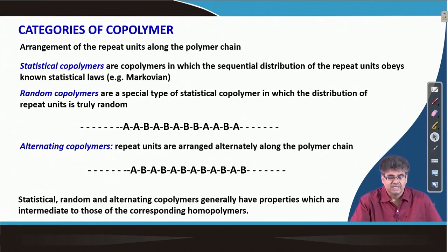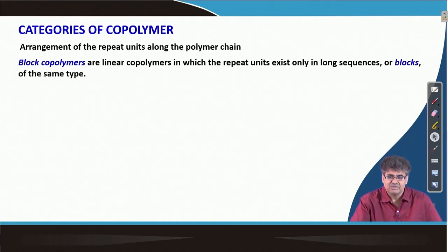Now, in all these three cases, statistical copolymer, random copolymer and alternating copolymer, the properties of the final copolymer are basically an average of the two monomers which are present in this polymer, of course, depending upon the weight or mass of the individual constituent monomers. We can also have another arrangement of the monomers, which we call block copolymer.